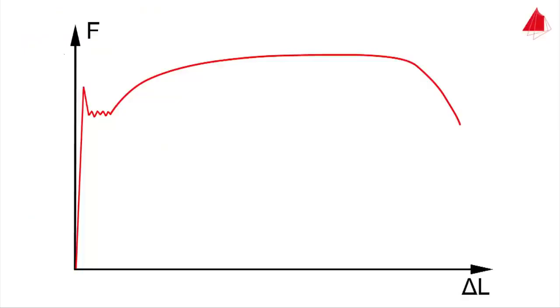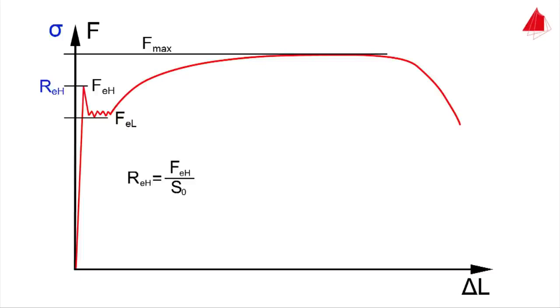In the recorded force elongation diagram, the force FEH at the upper yield point can clearly be seen. This is the highest force the test piece can sustain elastically. FEL is defined as the force at the lower yield point, Fmax as the maximum force. Using these forces, the strength properties of materials can be calculated. The upper yield strength REH is calculated by dividing the force FEH by the original cross-sectional area S0. The lower yield strength REL is defined in a similar way. The maximum force divided by the original cross-sectional area is called tensile strength Rm.